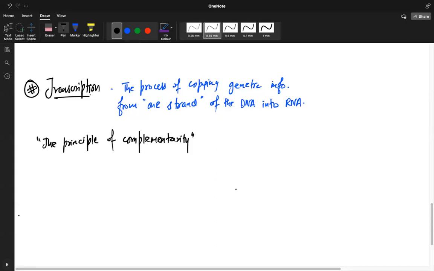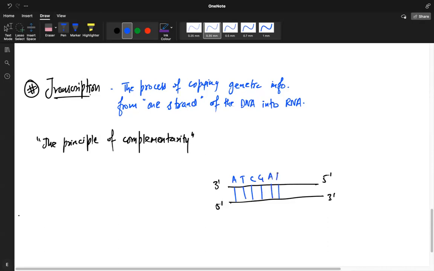Let me make a DNA for you. Let's say this is a DNA strand. This is the 3' to 5' strand, and this is the 5' to 3' strand. And this is the sequence A, T, C, G, A, T, C, G. Let's say this is the sequence of 3' to 5'. Now, to make a RNA, why can't I just choose any of the two strands?